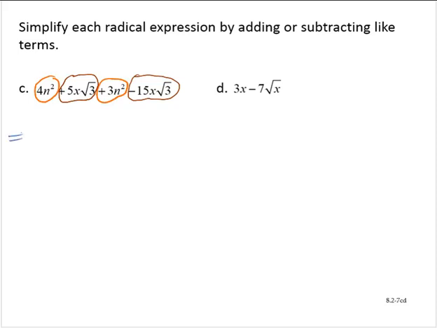Alright, so this is equivalently, let's see, 4n squared plus 3n squared is 7n squared. Plus 5x times the square root of 3 minus 15x times the square root of 3. 5x minus 15x is negative 10x. So I'll write minus 10x times the square root of 3.